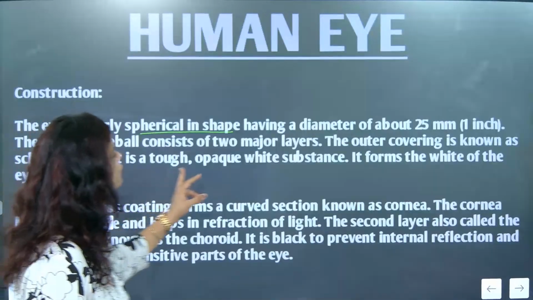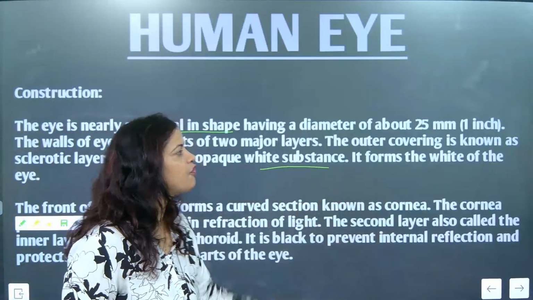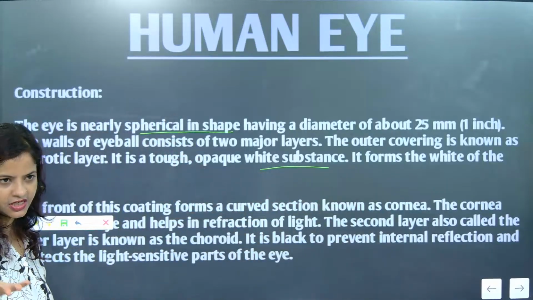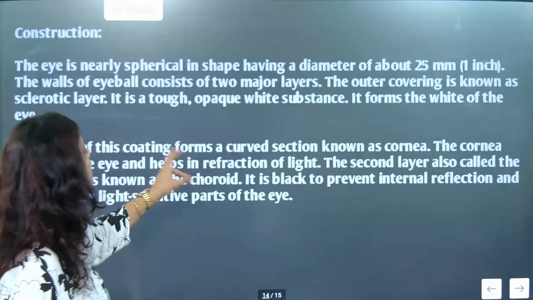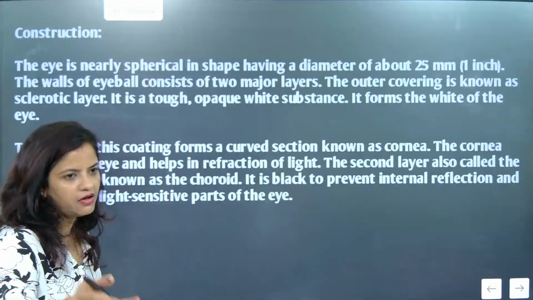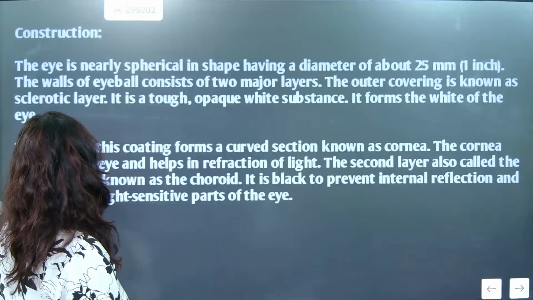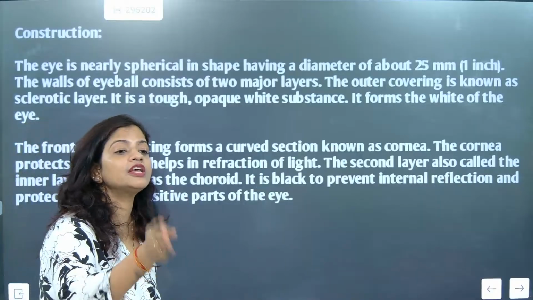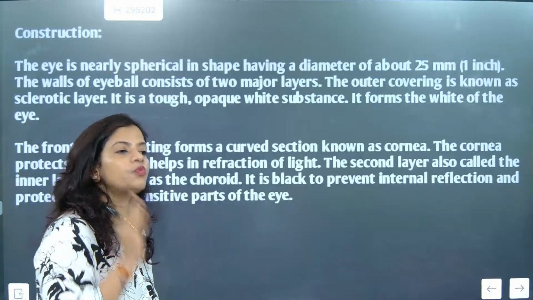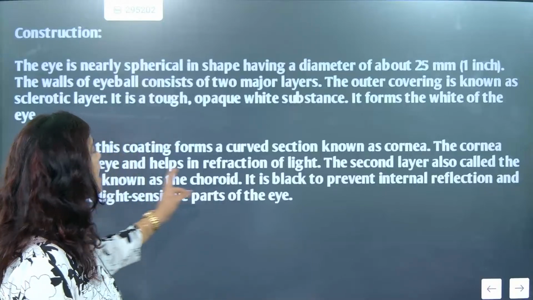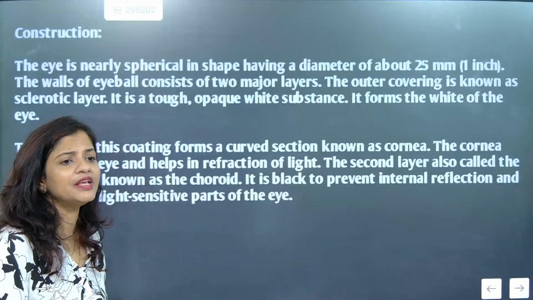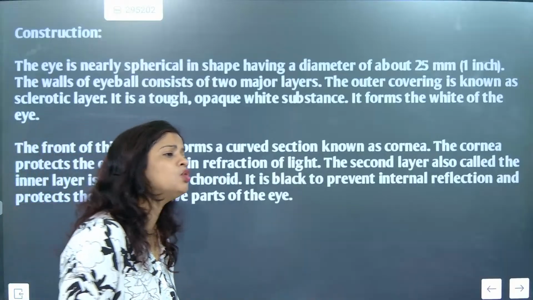It is a tough, opaque, white substance. It forms the white of the eye. Already discussed. Now, the front of this coating forms a curved section, the cornea, which we already studied. The cornea protects the eye. It is also called the window to the world because whatever light is entering, it enters through the cornea. Most of the reflection of light takes place through the cornea.